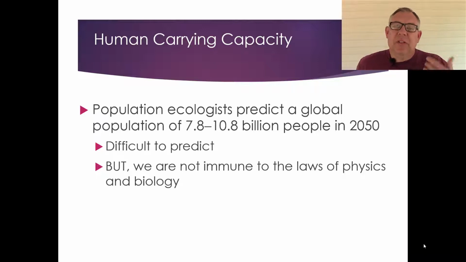However, just because it's difficult to predict doesn't mean we are immune to the laws of physics and biology and to the laws of nature. We must conform to natural laws just like any other living species. And so, although we are different as a species, we still are limited just like other species.